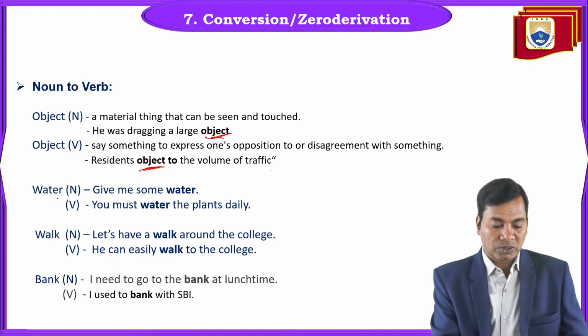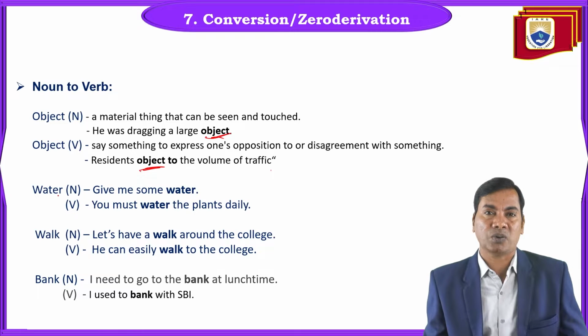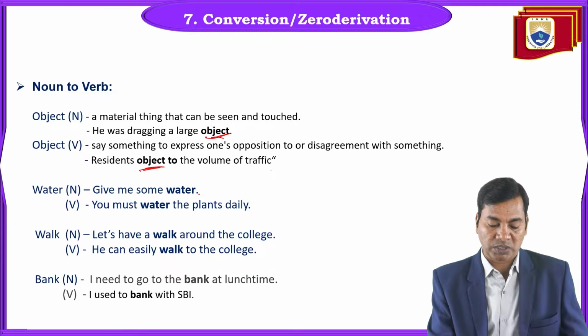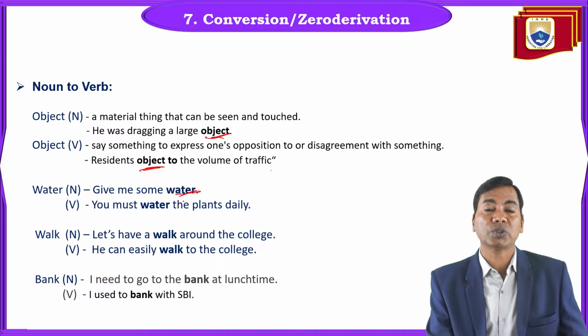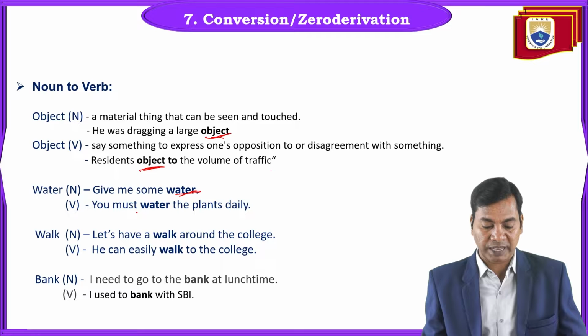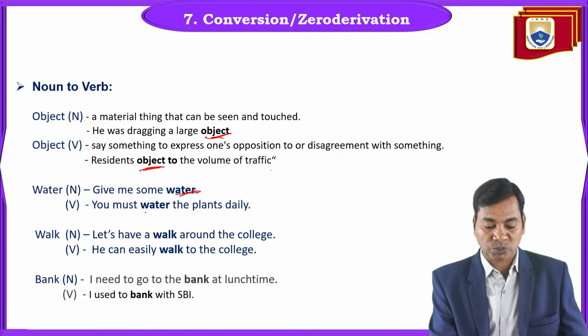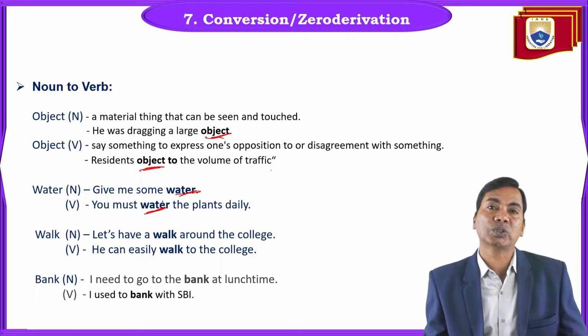So now you know water is a noun, right? Give me some water. Here water is used as a noun. And you can also use that as a verb. How? You must water the plants daily, otherwise they would die. You must water. Here water is used as a verb, watering the plants.